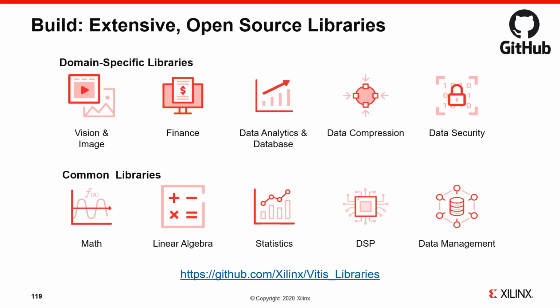Some of the libraries are specific to application domains. These include vision and image processing, finance, data analytics and database, compression, and security. Others are common to multiple application domains such as linear algebra, digital signal processing, maths, statistics, and data management. The full source code for these libraries is available on the Xilinx GitHub. We'll look at the general structure and each of these libraries in more detail.